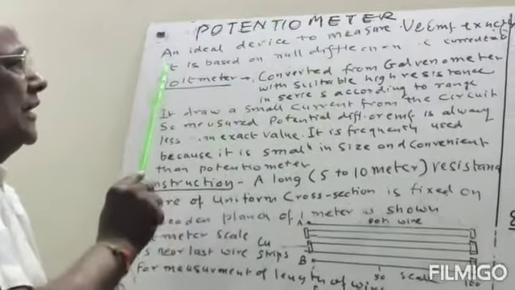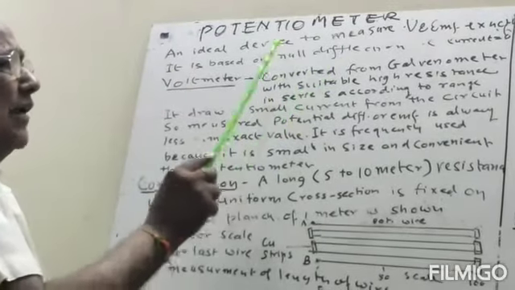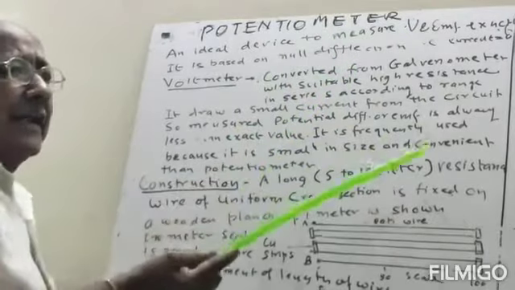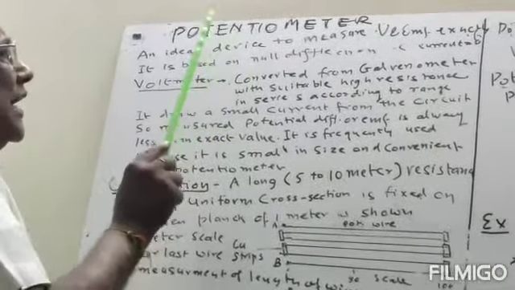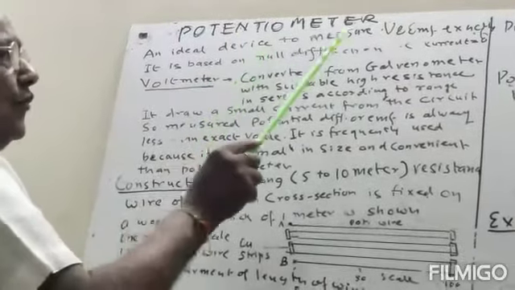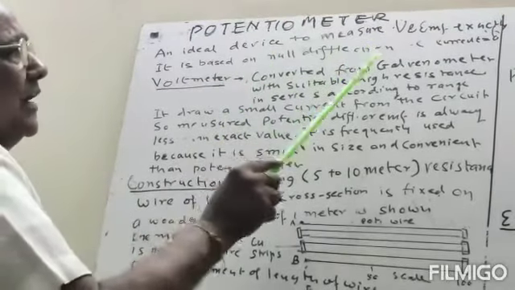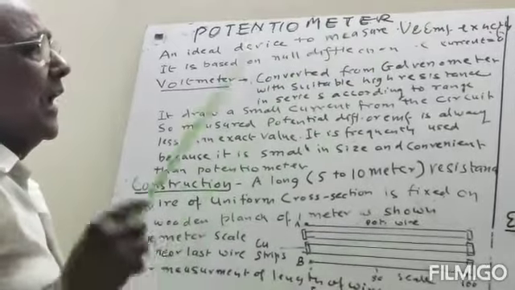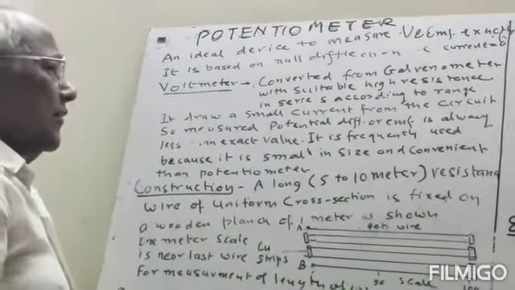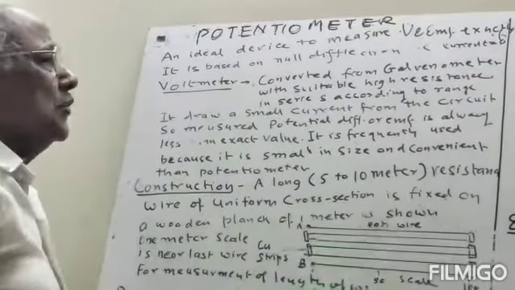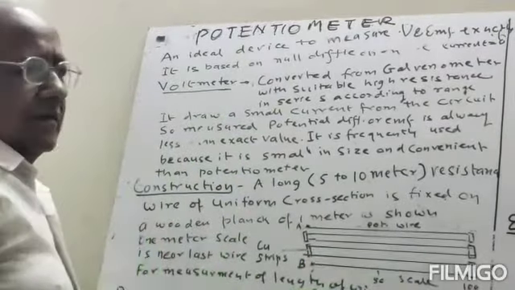circuit and it is based on null deflection. Null deflection is there when the current is zero. Therefore, the potentiometer is an ideal voltmeter and it will give the most reliable and accurate value of the potential difference and EMF. Then why do we use a voltmeter?